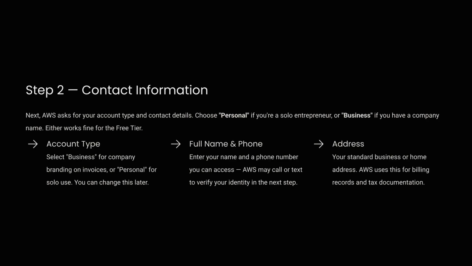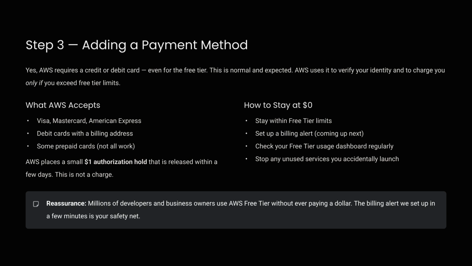Step 2. Provide your contact information. Choose personal or business account type. Enter your full name, phone number, and address. You will verify your identity in the next step. Step 3. Add a payment method. AWS requires a card to verify your identity and only charges you if you exceed free tier limits. They accept Visa, MasterCard, American Express, and some prepaid cards.